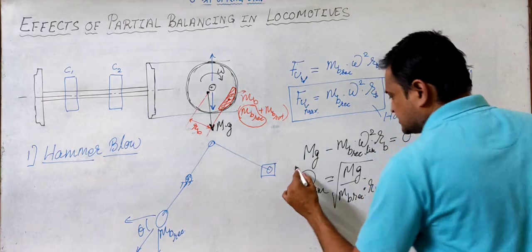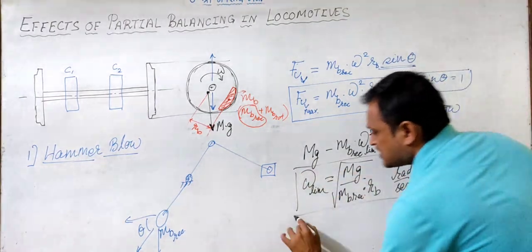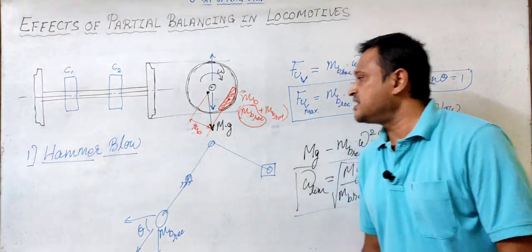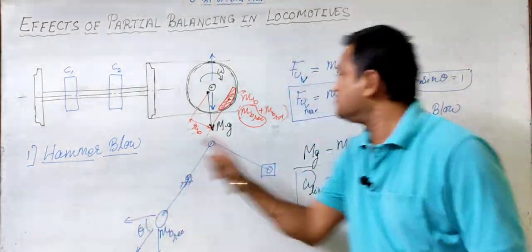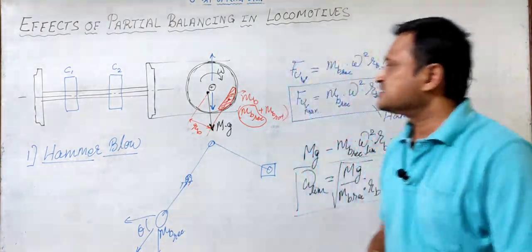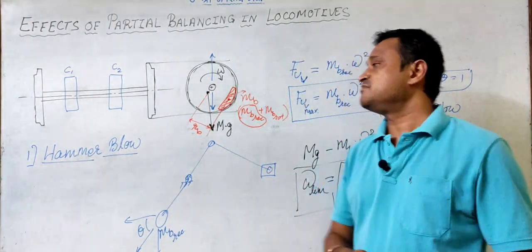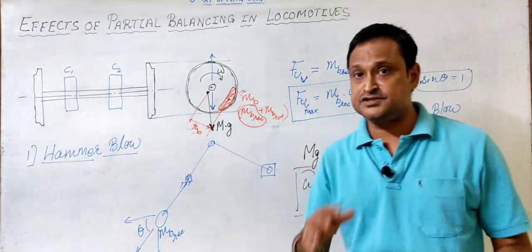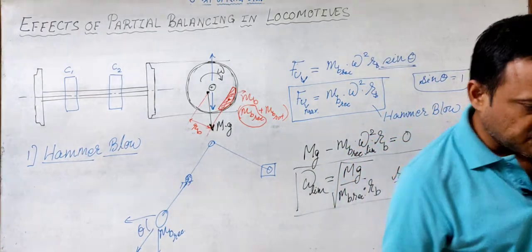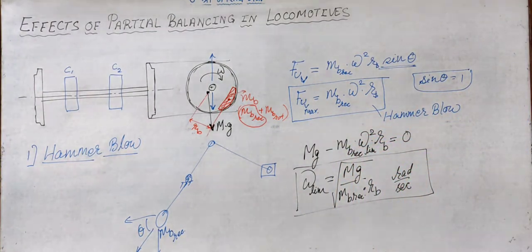That is how we can limit the condition of the locomotive, and we can also determine the maximum hammer blow in the system. So this is the first effect we understand, which is due to the partial balancing of the system. Let us now move on to the next unbalancing effect.